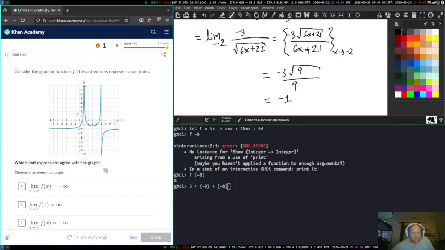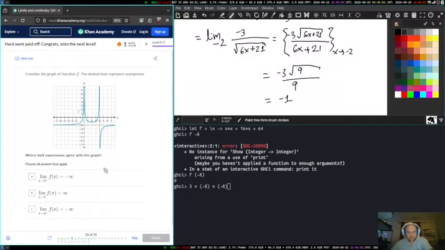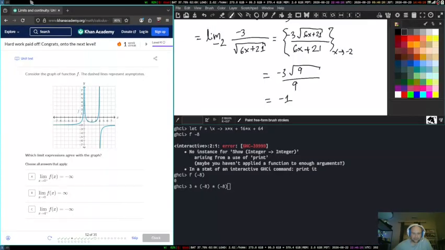I hate this. This is so tedious. How many questions do we have left? 12 out of 31. Jesus Christ. Okay. Which limit expressions agree with the graph? Oh, my hard work paid off. How long have I been going? 45 minutes. Okay, I'll do maybe 1 or 2 more questions, and then I'm going to take a break.